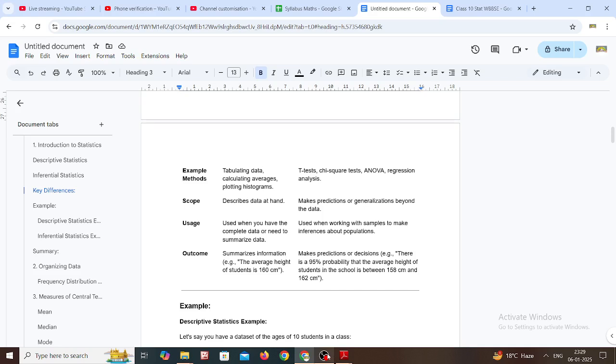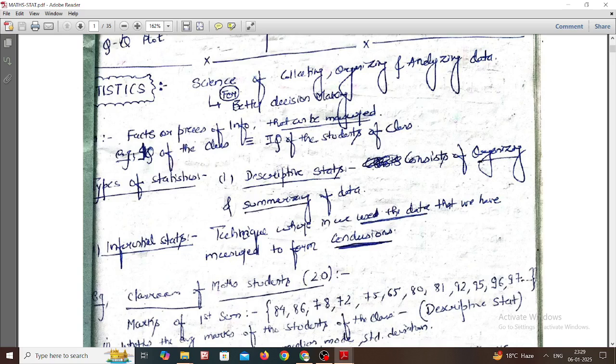So let's see. So this we have learned. Statistics is the science of collecting, organizing, and analyzing data. Why do we require it? We require it for better decision making.